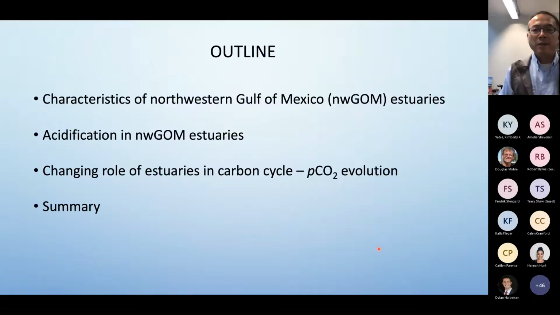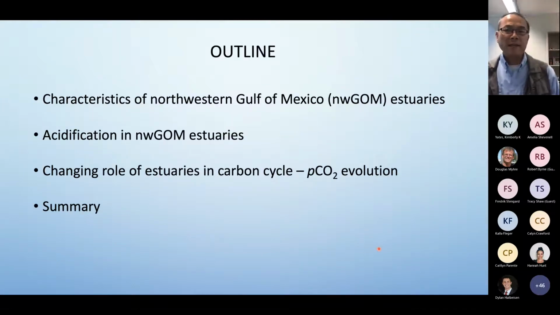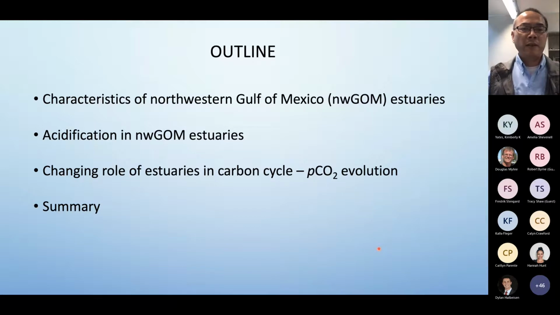Okay, so first, let me show you the outline of my talk. I want to give you an overview of the characteristics of the estuaries in this region, the northwestern Gulf of Mexico, followed by acidification in these estuaries. It's work we have been doing over the past few years. Then I will talk about the changing role of estuaries in the CO2 exchange between the water and the air, how that has been changing over the past few decades based on some historical data. Then I'll present the summary.